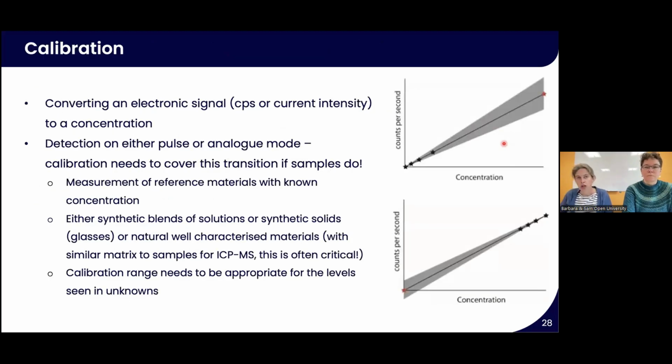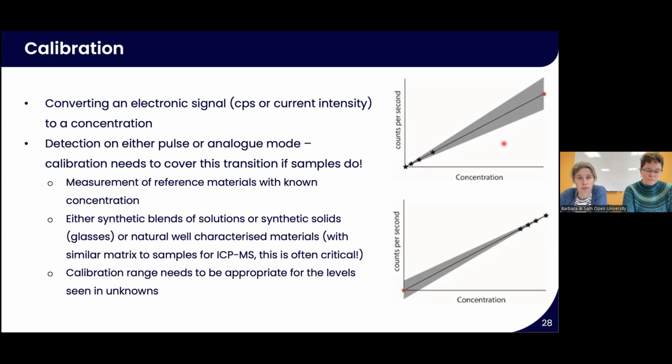Once we've done our tuning, the next thing that we need to think about is calibration. Why do we need to calibrate? Well, the detectors detect an electronic signal, counts per second or a current intensity, but we need to convert that to a concentration, as that's what we're actually interested in measuring when we're using our quadrupole ICP-MSs. So we use either synthetic blends or well-characterized reference materials, in the case of our basaltic to rhyolitic reference standards, that we can use of a known concentration.